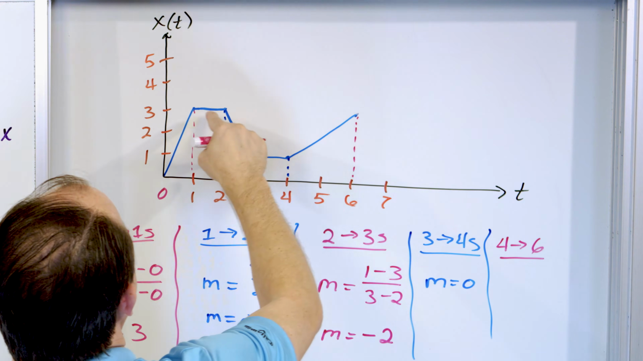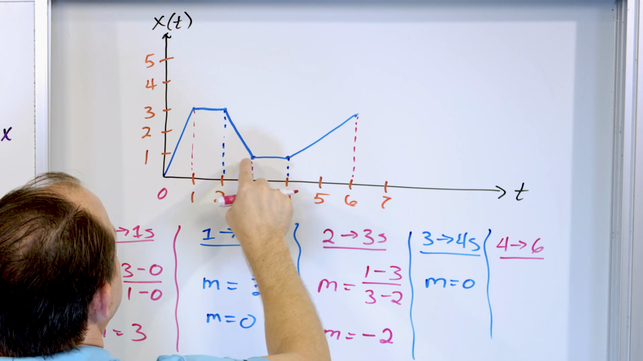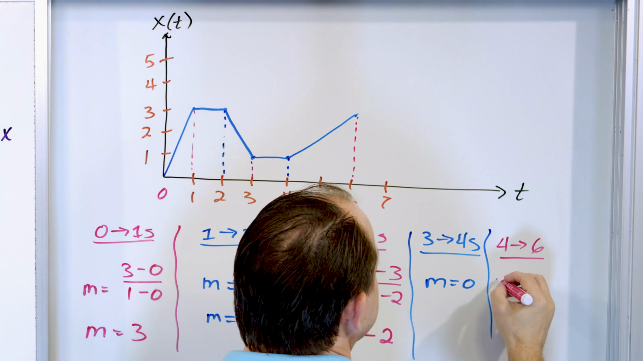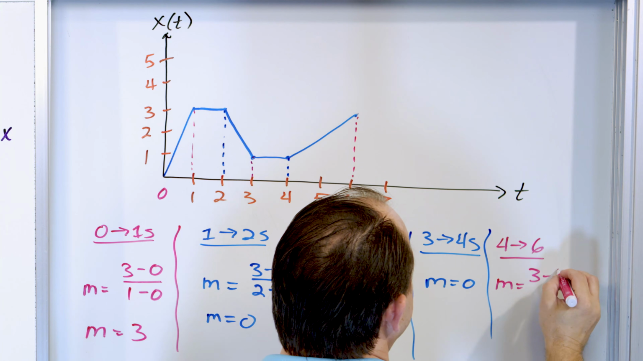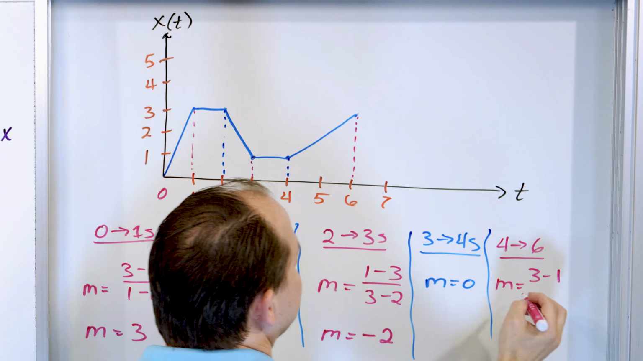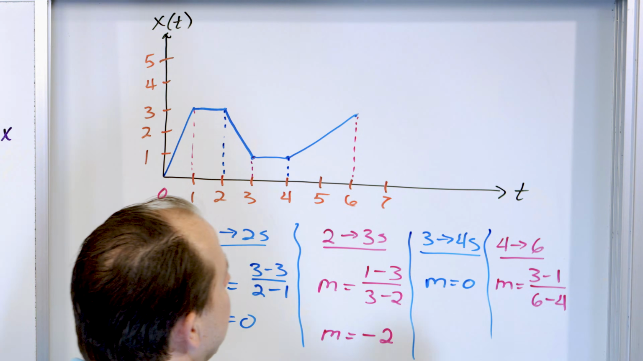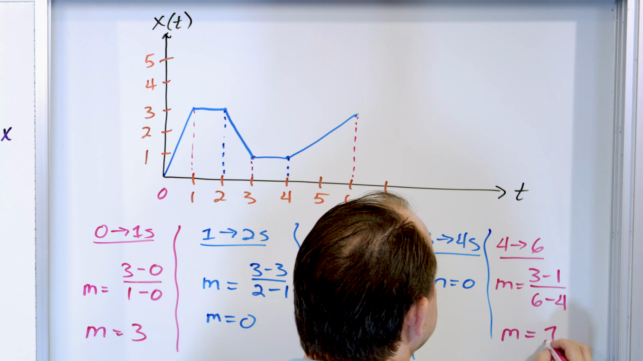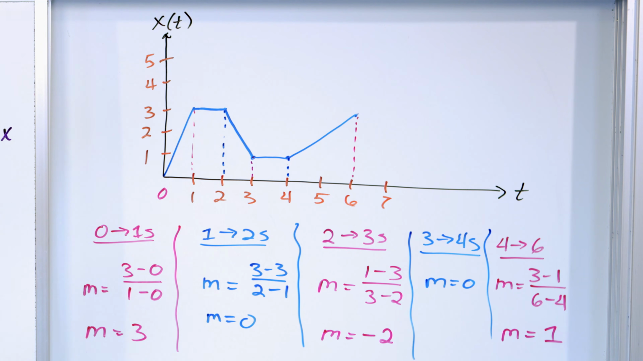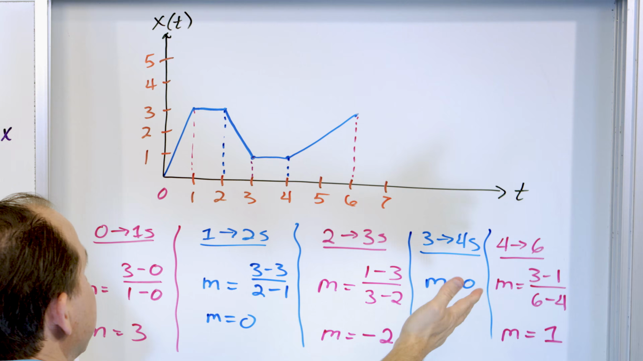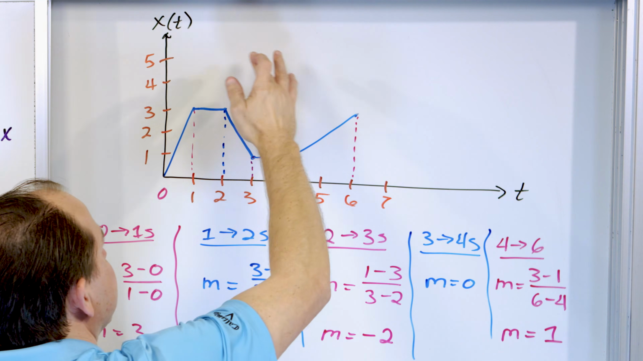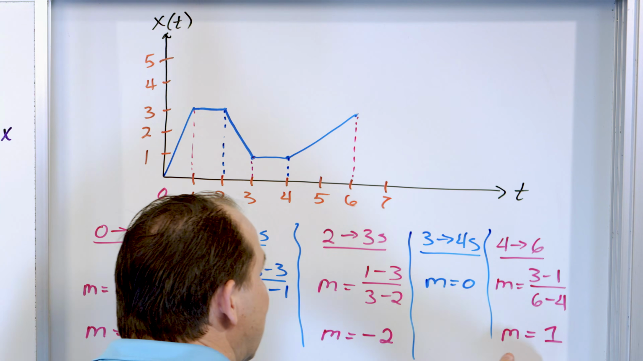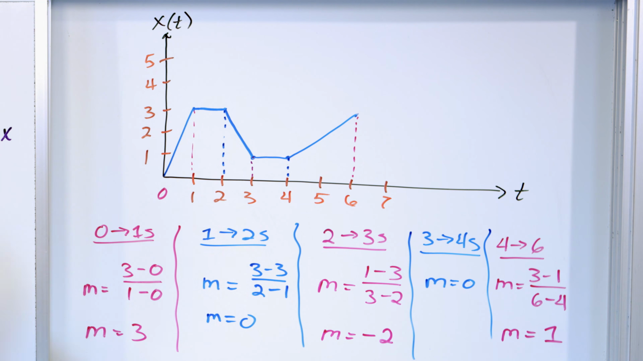Y2 is 3, and then here is 1, so 3 minus 1 for the y values, and for the time value, 6 minus 4. And so what you're going to get for the slope right here is 2 divided by 2, a slope of 1. All right? And by the way, if the position was in meters and the time in seconds, then all of these slopes, which would be the velocity curve, would be in meters per second, the velocity.